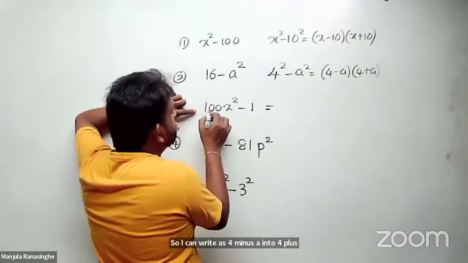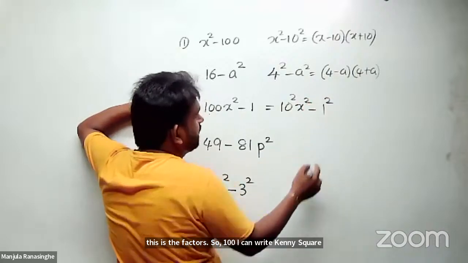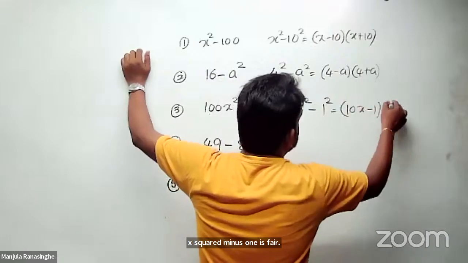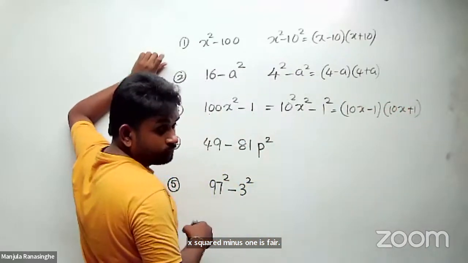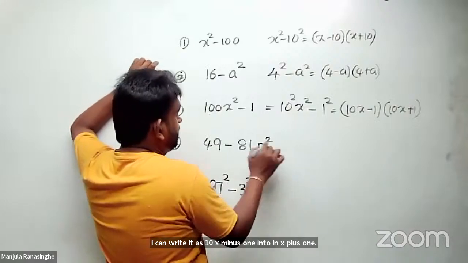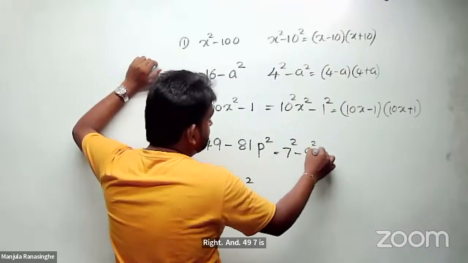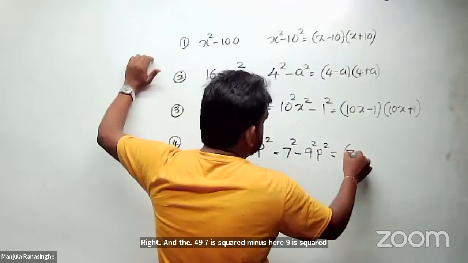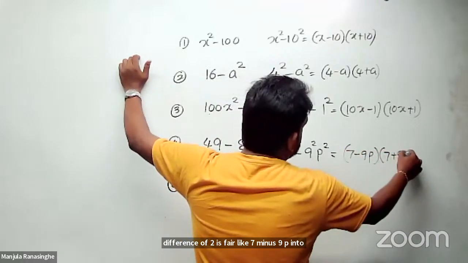So 100, I can write as 10 squared x squared minus 1 squared. Then I can write it as 10x minus 1 into 10x plus 1. Right, in the format, take 49 as 7 squared minus 9 squared p squared. Now the difference of two squares gives 7 minus 9p into 7 plus 9p.